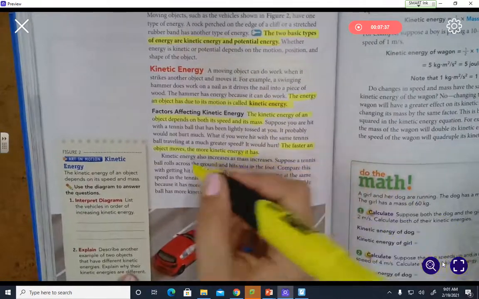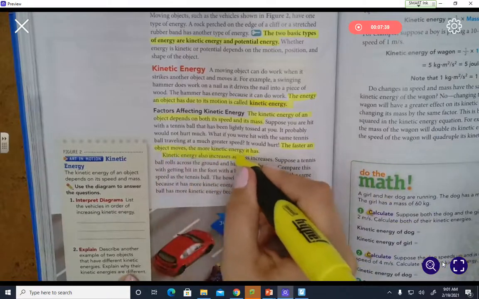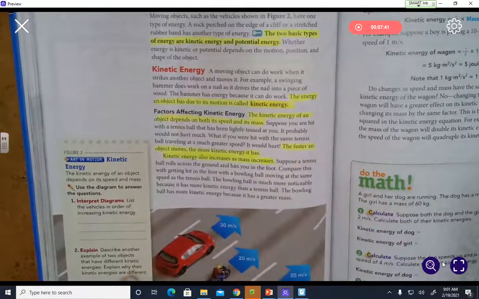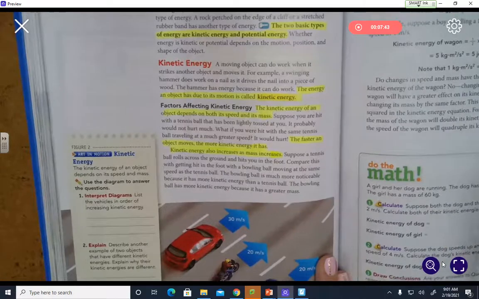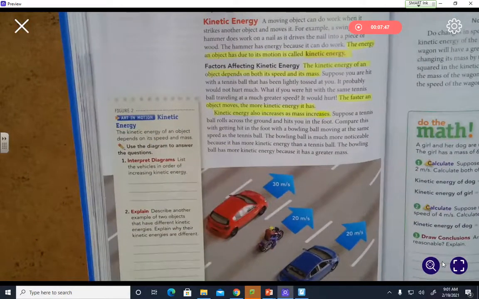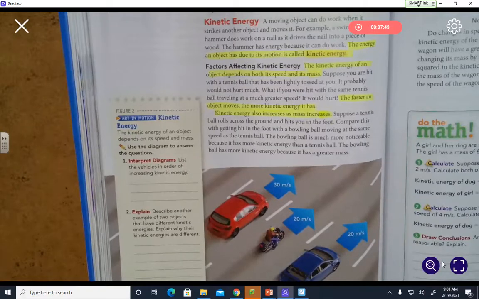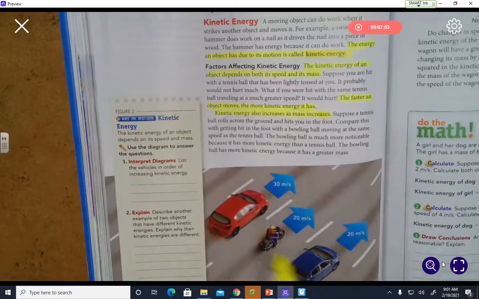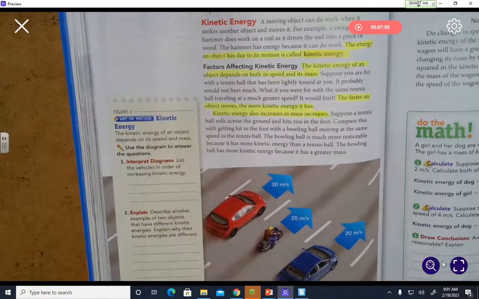I want you to highlight that kinetic energy also increases as mass increases. I want you to do this over here. So kinetic energy of an object depends on its speed and its mass. Use this diagram over here to complete these two questions.